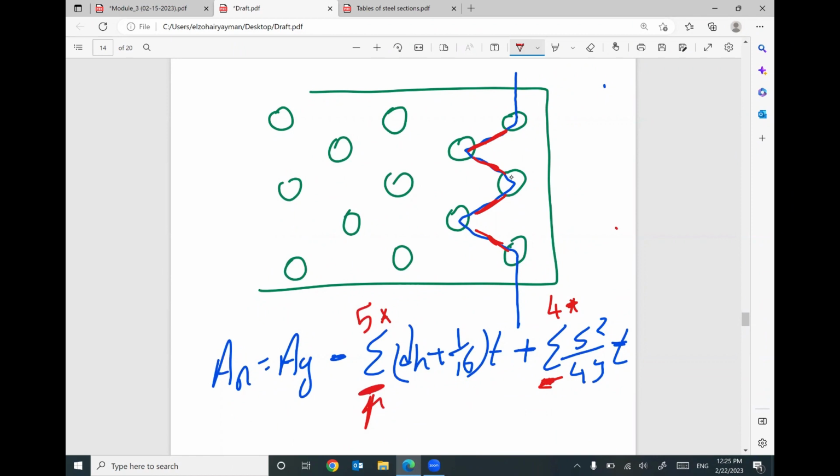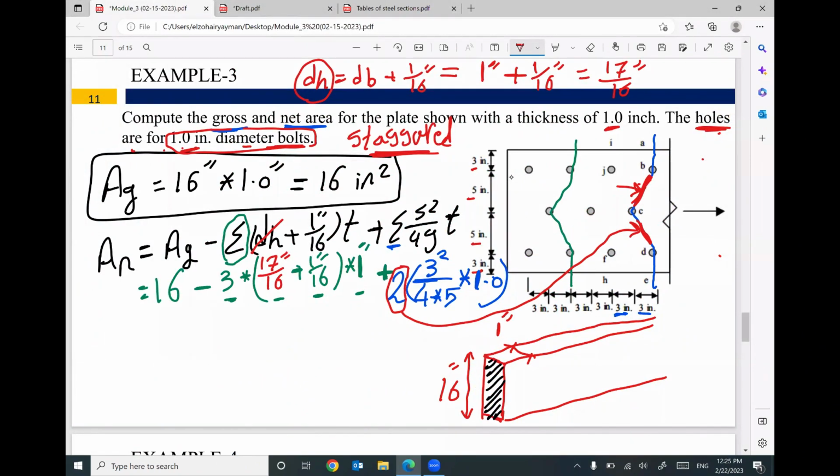Your S is the horizontal spacing. This is S. Your G is the vertical spacing between the bolt and the next one. If you have any question regarding this point, let me know. Okay, looks good. So go ahead and find your final area net.